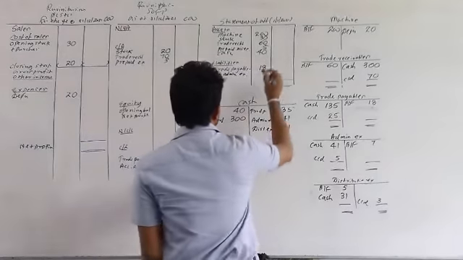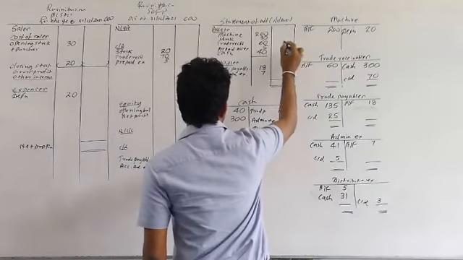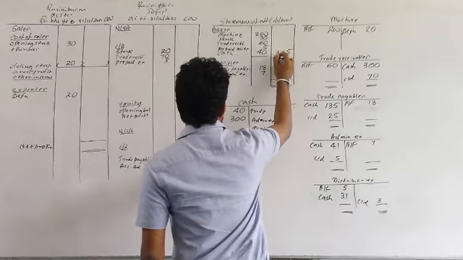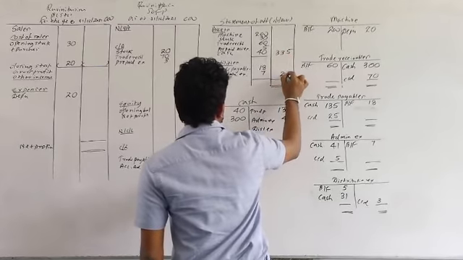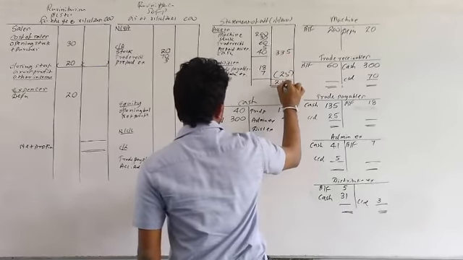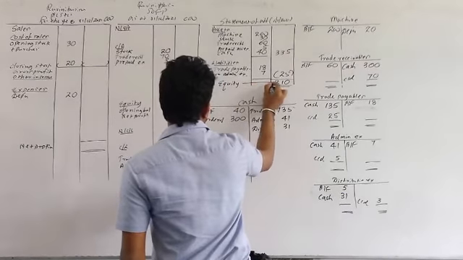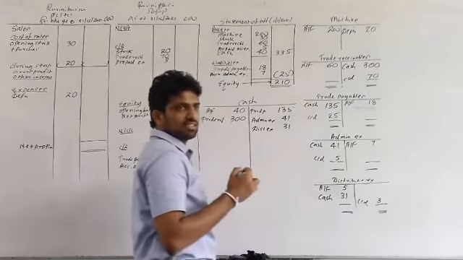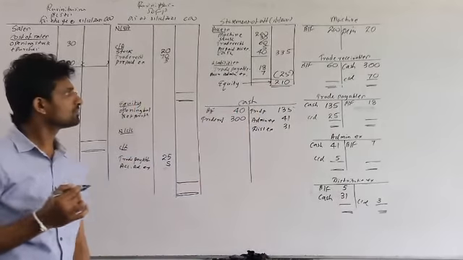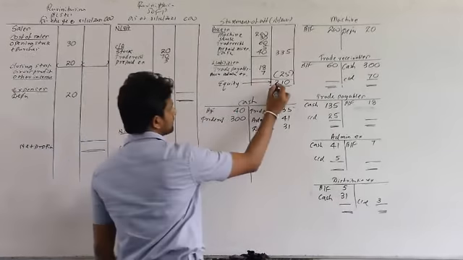Statement of affairs. Asset side total is 335. Liabilities 25. Is equity balance 210? Yeah.